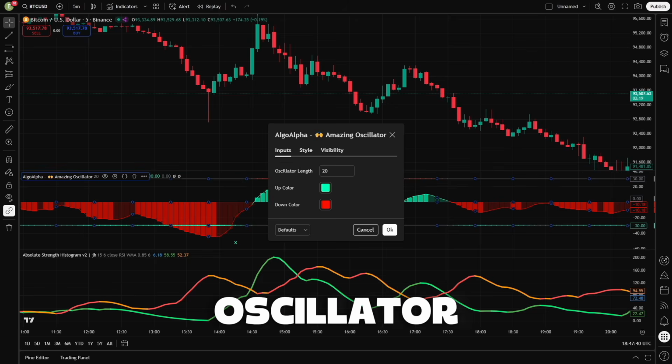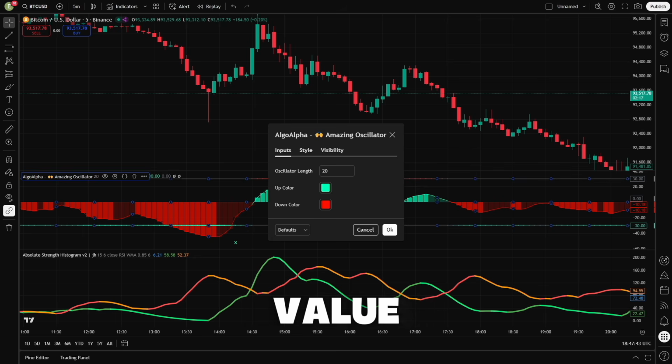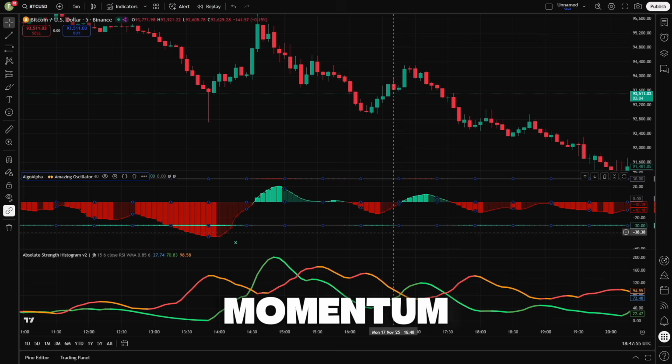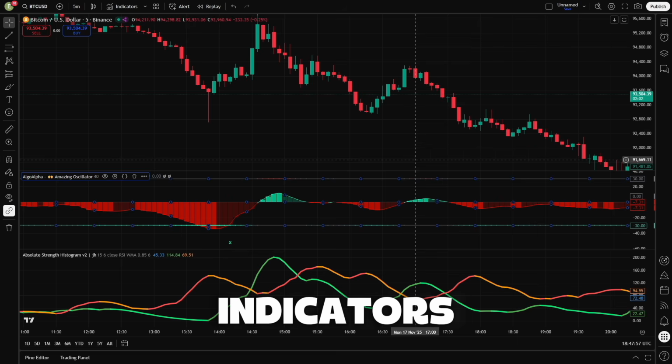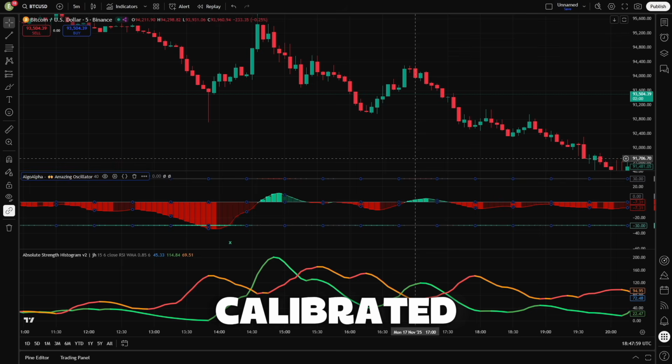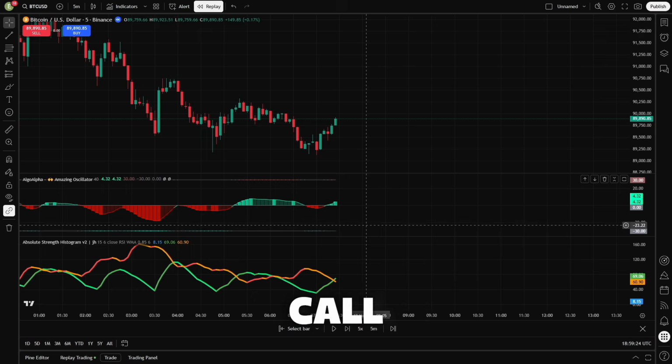Now for the second tool, our momentum engine, the Amazing Oscillator. Let's adjust the oscillator length. The default value of 20 is a bit too fast for our scalping setup. We're changing it to 40 for more reliable signals. This allows us to enter trades only on strong, confirmed momentum. Both indicators are now perfectly calibrated.